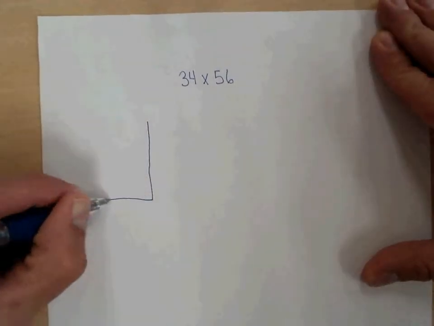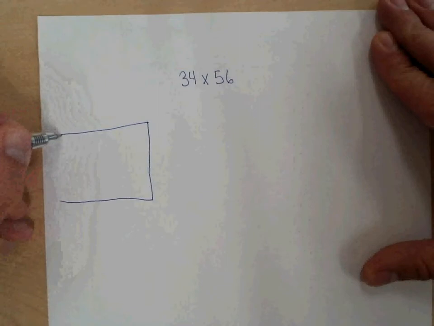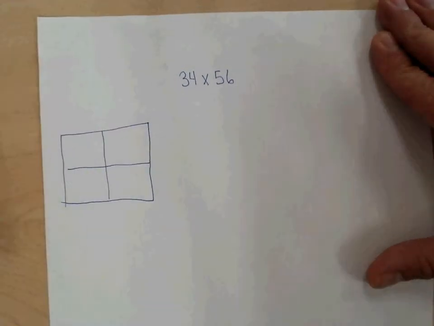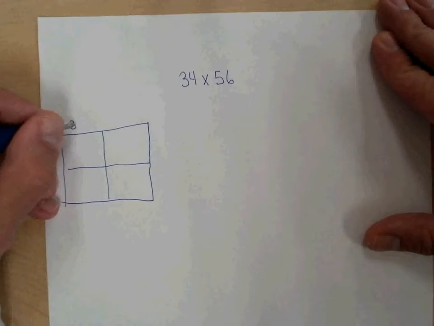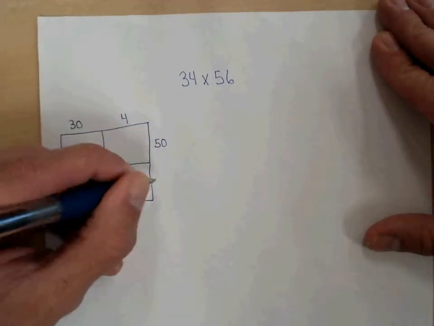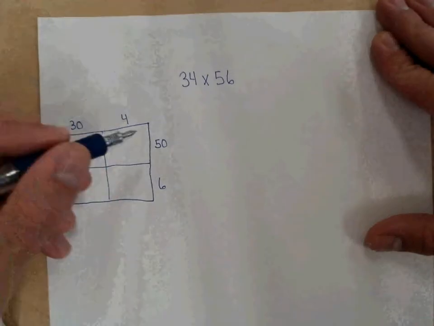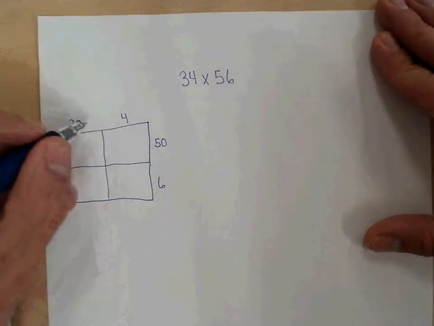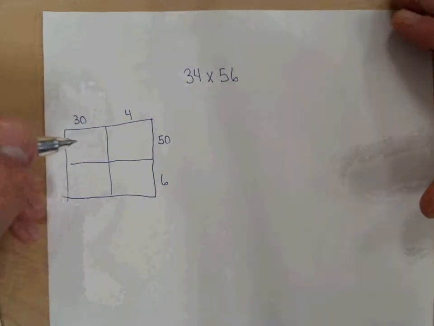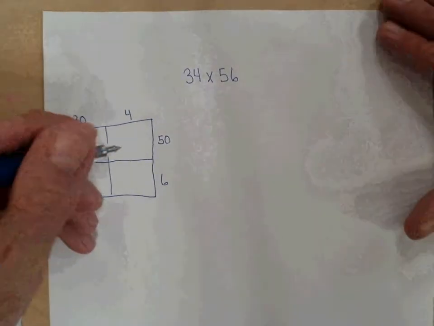So what we want to do is draw a square, or a box, and break apart these numbers, which is 30 and 4, and 50 and 6 on this side. It's a lot like the algorithm. We're breaking apart here, and we're learning the same steps as the algorithm, but not yet there. We'll get there next week.